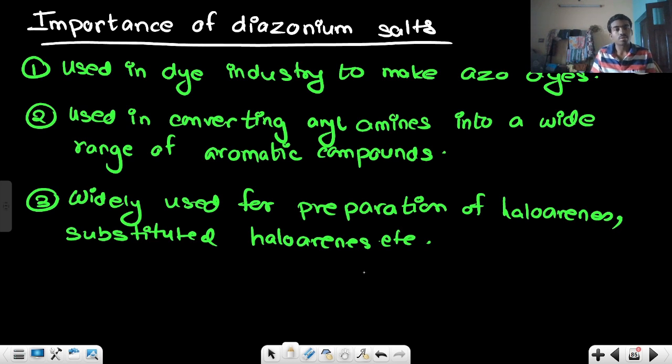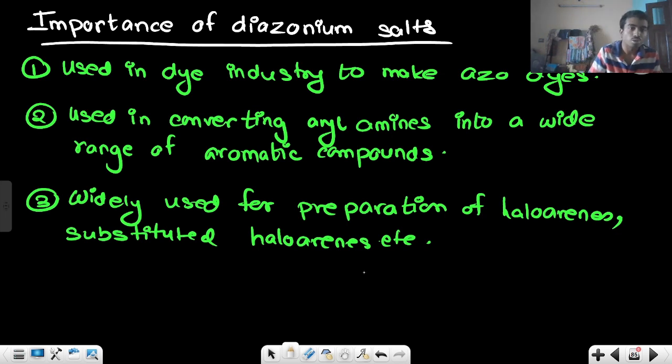So this is the importance of diazonium salt, which has been mentioned in the syllabus, so I had to give it. Just give it a reading. See here what is written: used in dye industry to make azo dyes. You can see so many azo dyes are formed with this coupling. Used in converting arylamines into a wide range of aromatic compounds. Obviously, from arylamine you can go to a variety of compounds using diazo salts. Lastly, widely used in preparation of haloarenes. Yes, we can prepare haloarenes from diazo and substitute halogens. So these are the importance of diazonium salt in organic chemistry.